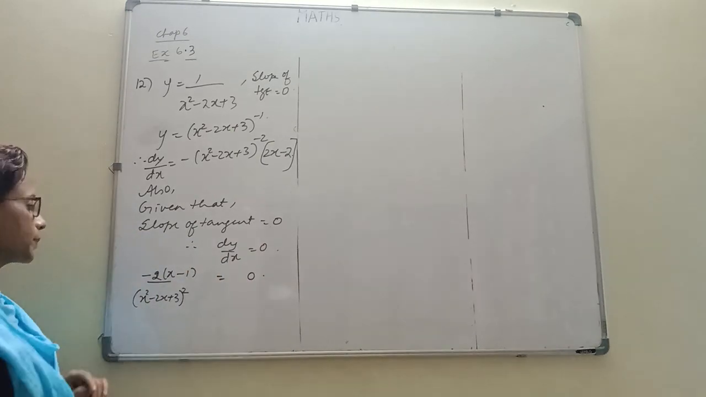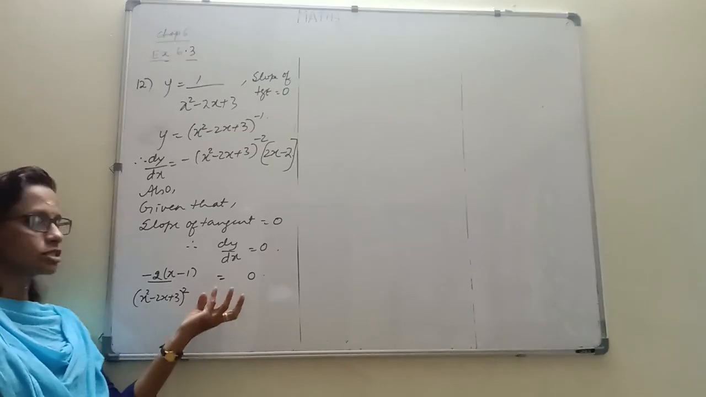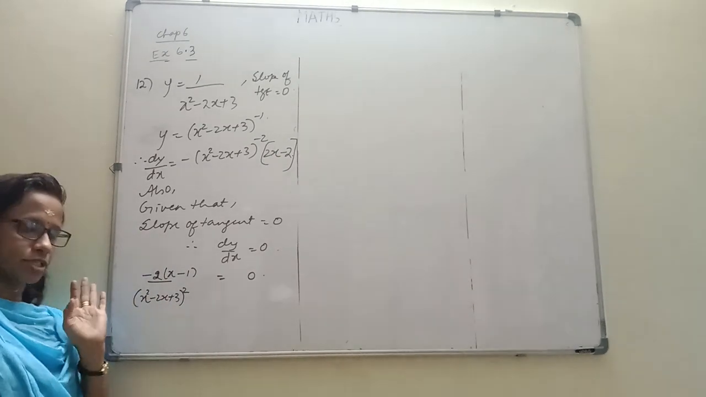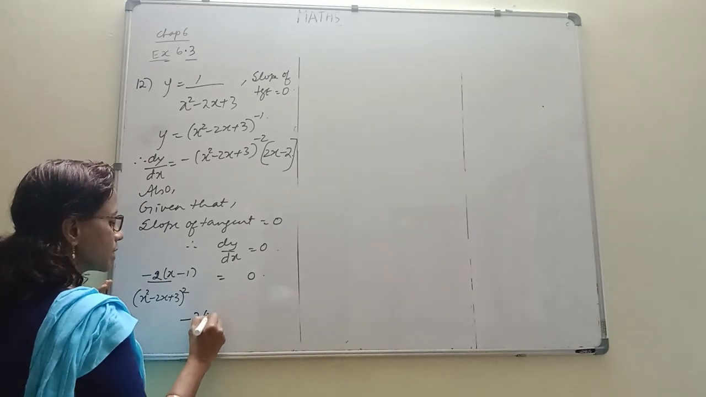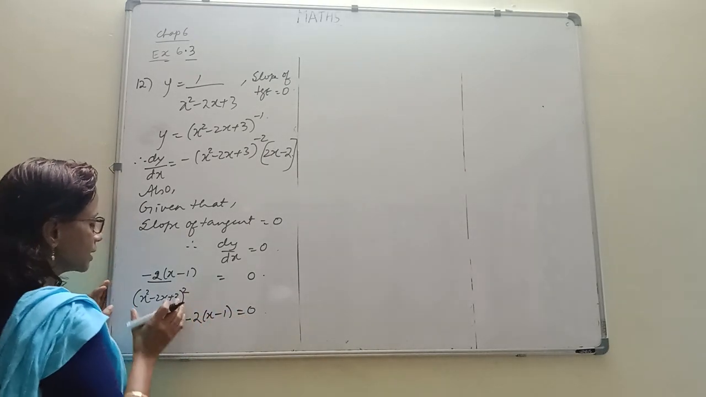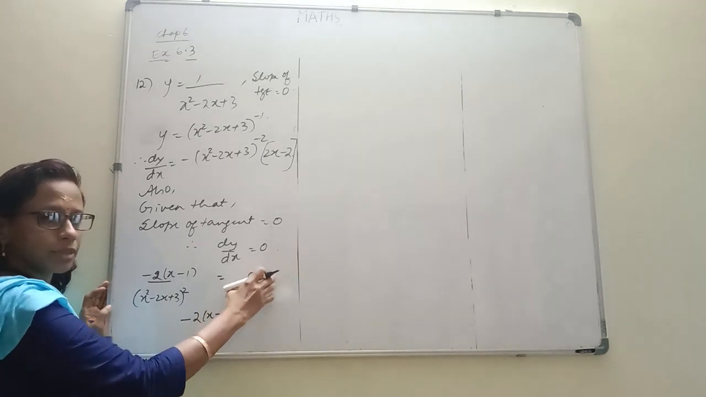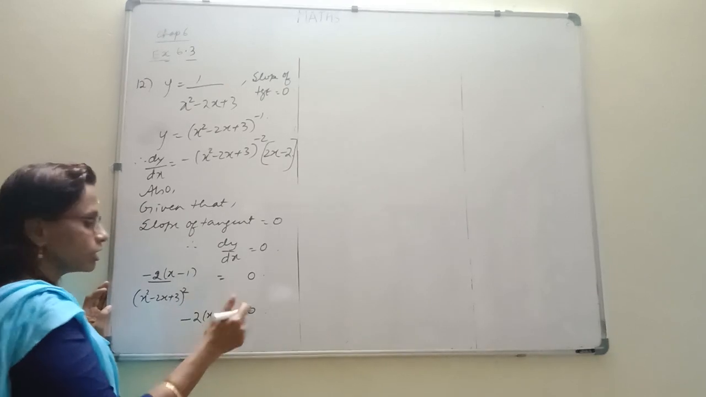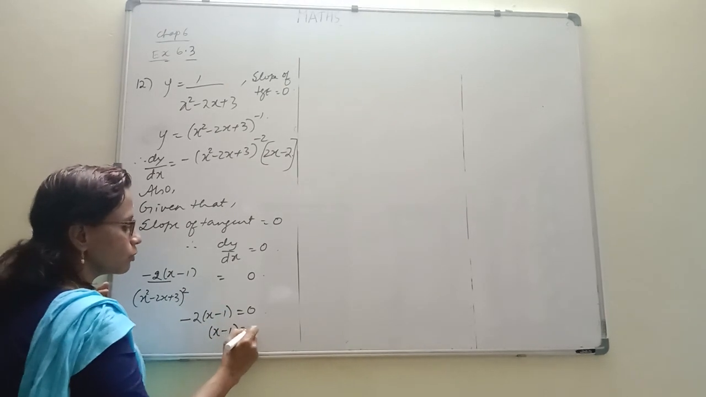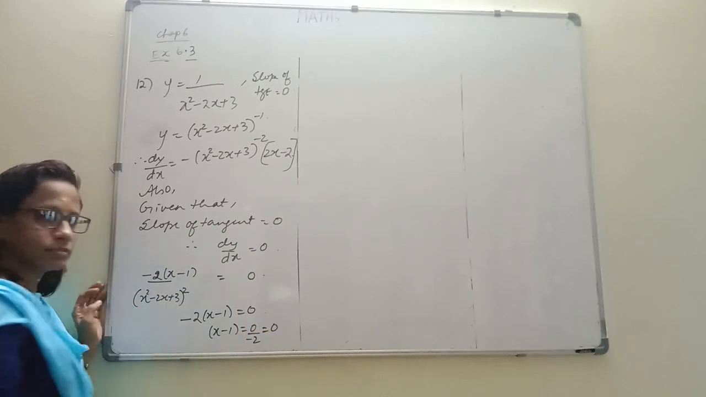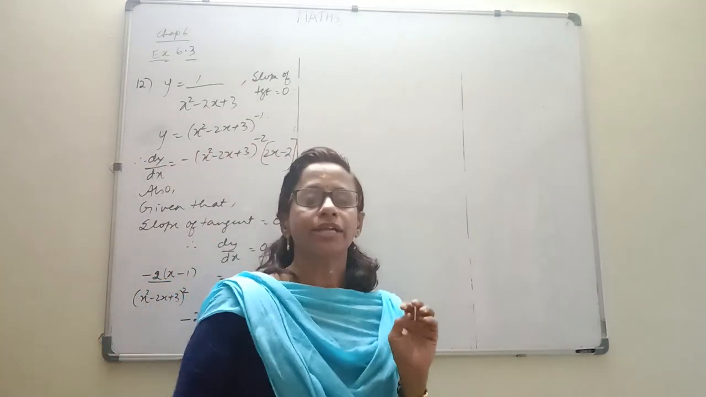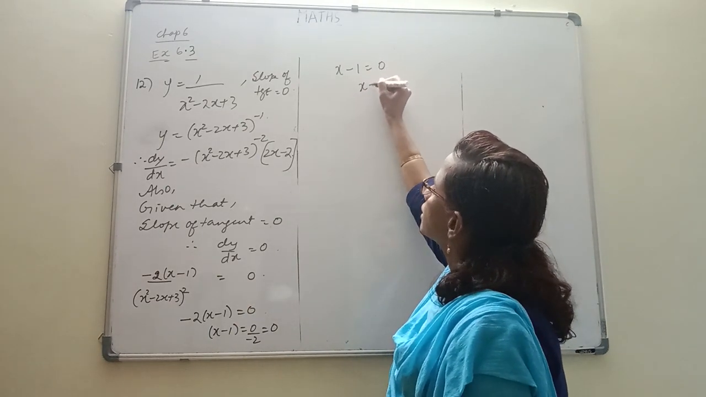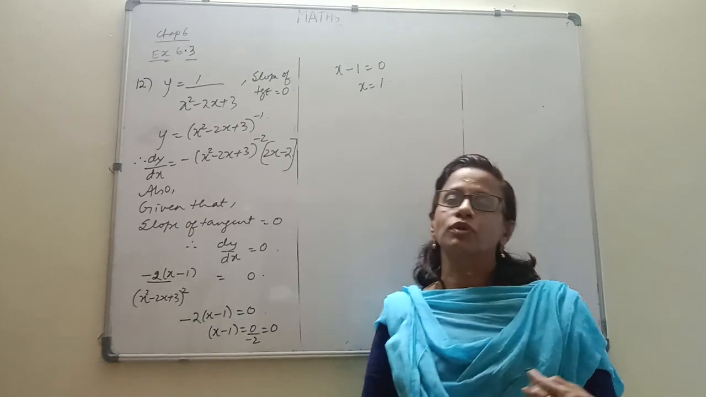Because it is 0 there, let's take this term to the other side. When it goes there, it gets multiplied and becomes 0. So it's like minus 2 times x minus 1 equal to 0. Now minus 2 is also a multiplying factor. Let it go to the other side, it will get divided and become 0. So finally you are left with x minus 1 equal to 0. That gives the x value as 1. Here we've got only one value of x.